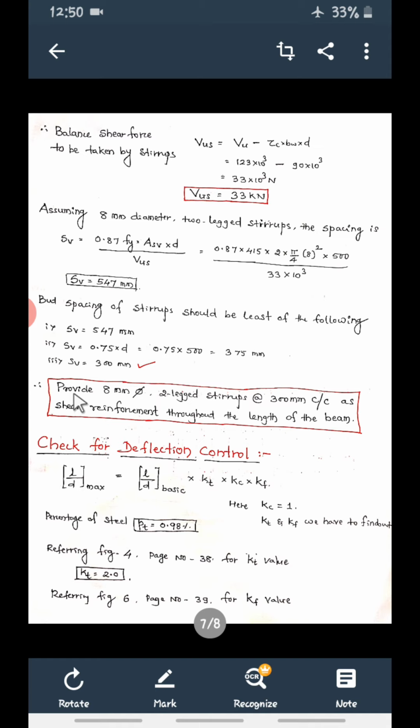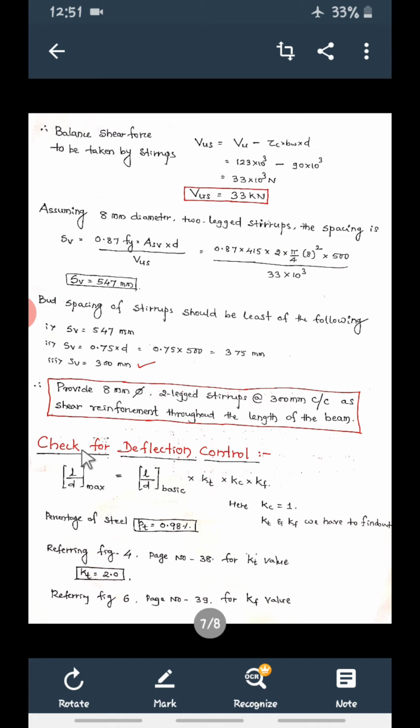So finally you can write down, provide 8 mm diameter, two-legged stirrups at a spacing of 300 mm center to center, as shear reinforcement throughout the length of the beam. What is the length of the beam? 8 meter. So throughout the 8 meter, at a spacing of 300 mm center to center, we have to provide 8 mm rings. A stirrup is nothing but a link, a ring. Two-legged stirrups are provided. So this is the design of shear reinforcement.